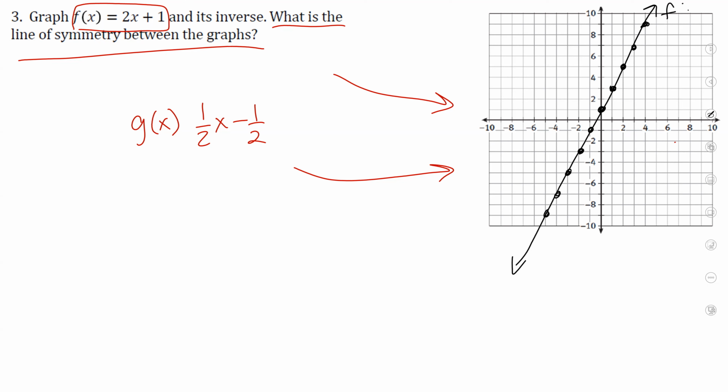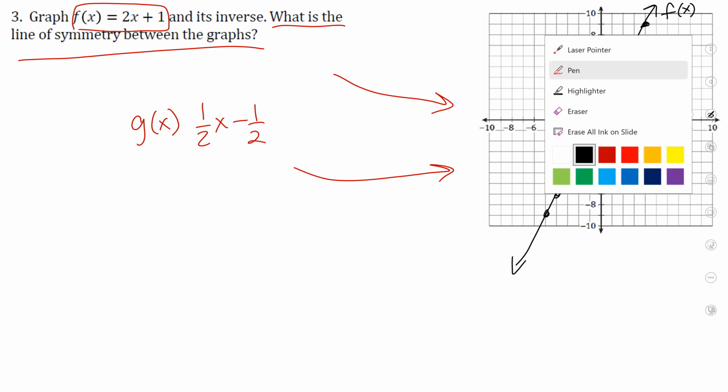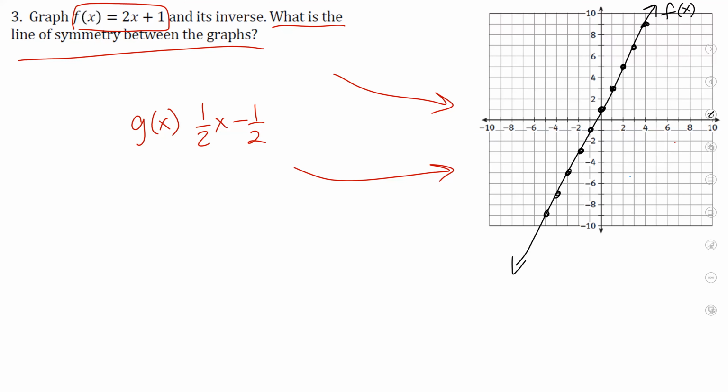Okay, this is the line for f of x. The line for g of x. I'm going to start at -1/2 and go up 1/2. Up 1/2. This is the line for g of x. So your graph should look exactly like mine.